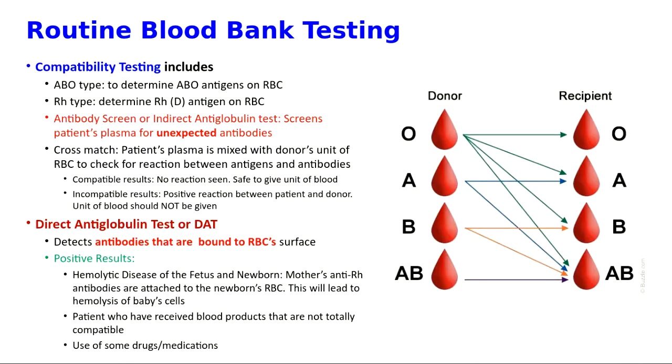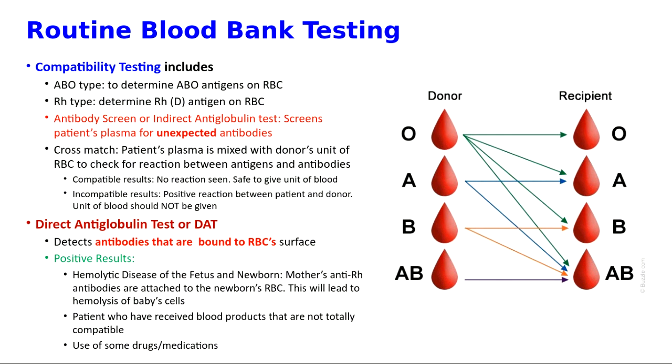Slide number 4 is again very repetitive, so that the more you read it in slightly different ways, hopefully the more sense it is going to make. Compatibility testing, again, includes the ABO type. So we're looking for the ABO antigens, or the antigens of the ABO family. The RH type is just the presence or absence of the D antigen. If the D antigen is present, then you are RH positive. If the D antigen is not present, then you're RH negative.